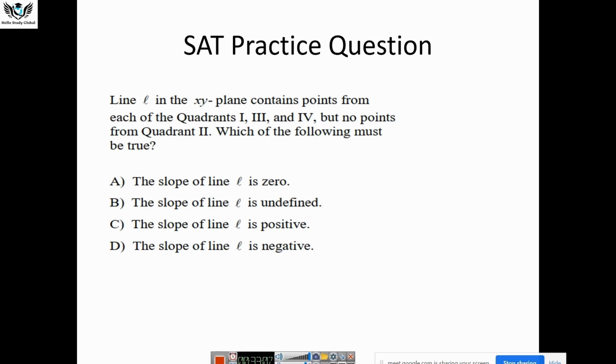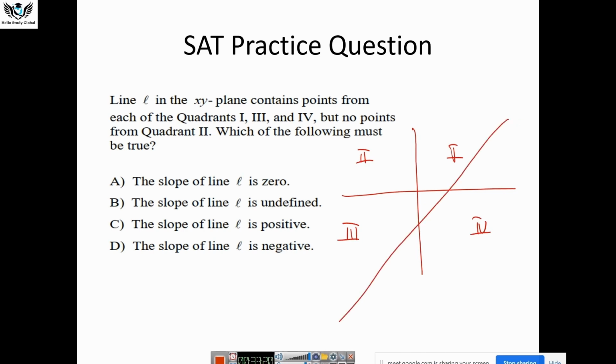Line L in the XY plane contains points from each of quadrants 1, 3 and 4. So this is 1, this is 2, this is 3, this is 4. So it contains points in all three quadrants, 1, 3, 4. So this is how it would look. It is an upward going graph line. So slope would be positive.